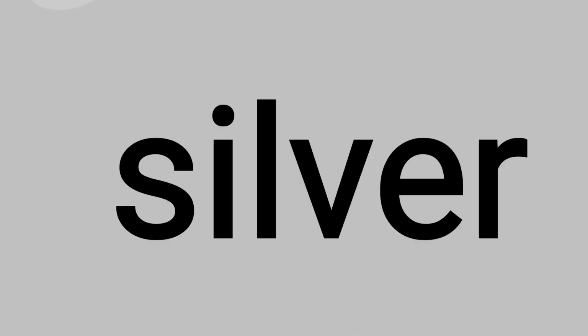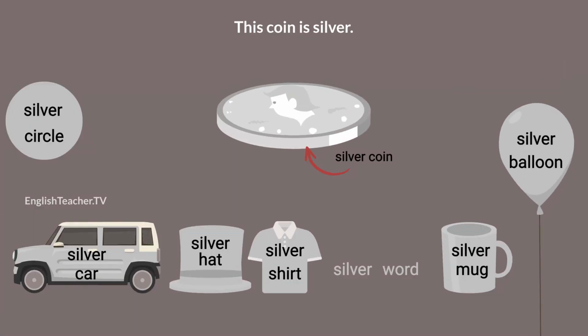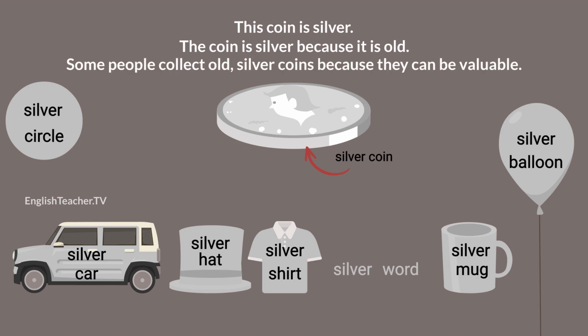Silver. This coin is silver. The coin is silver because it is old. Some people collect old silver coins because they can be valuable.